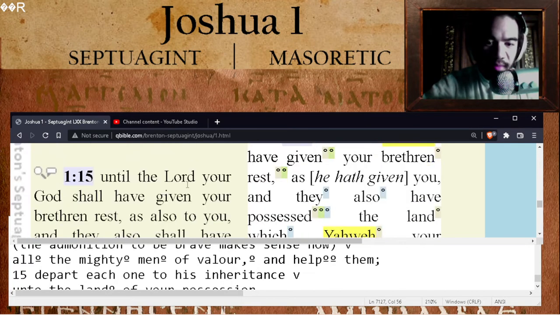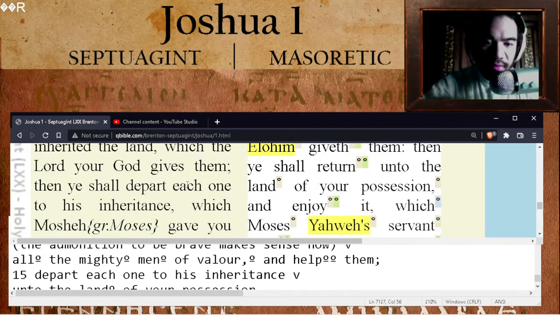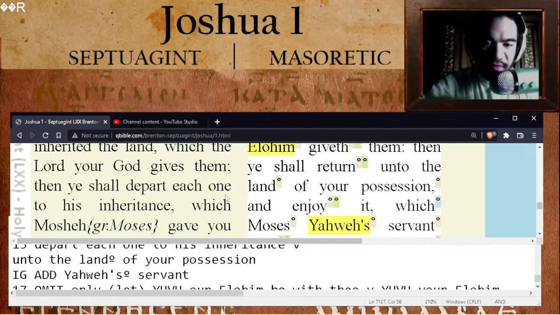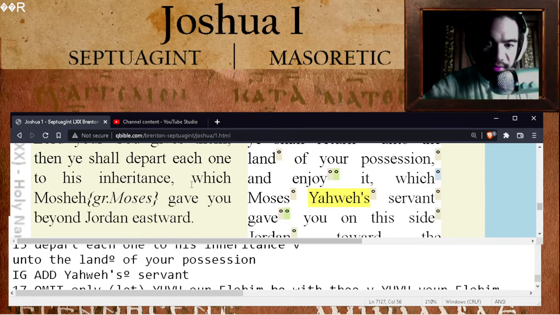Verse 15, depart each one to his inheritance versus to the land of your possession. They're not going back somewhere else. They're staying in that promised land, their inheritance.